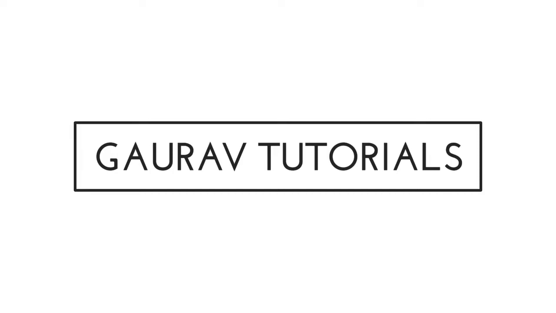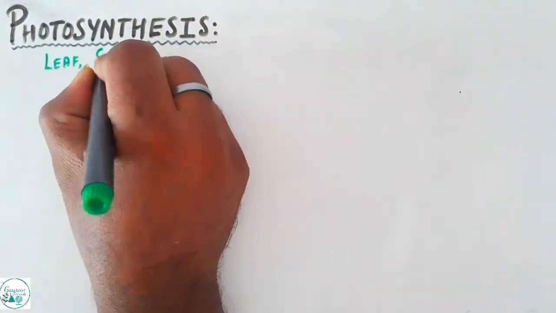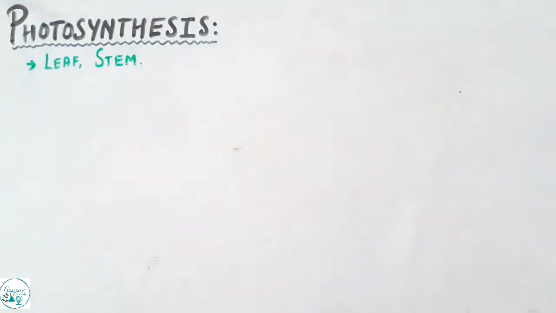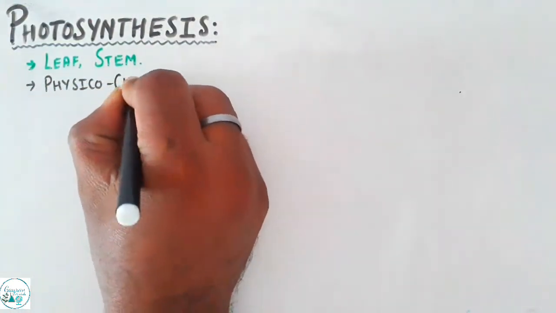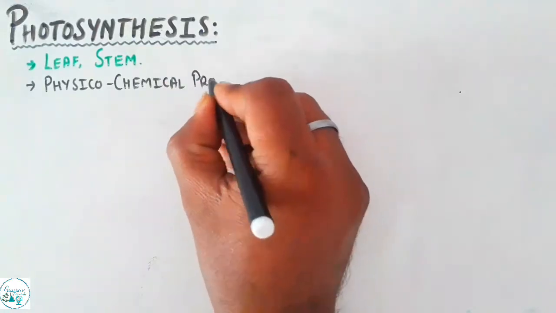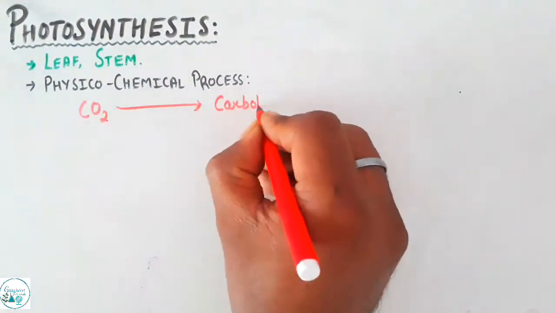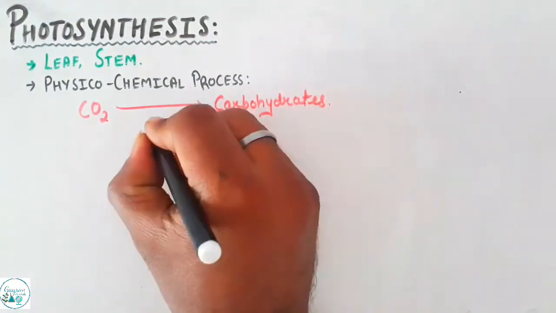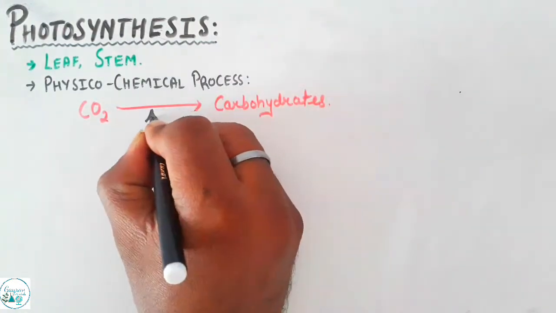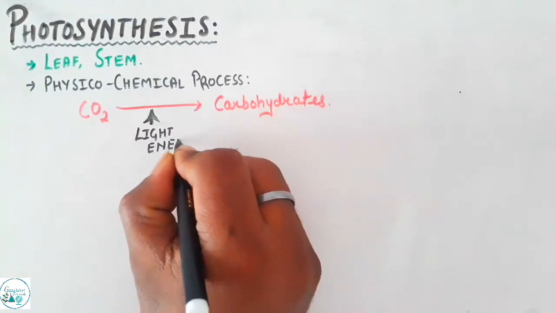This is the first video in the series on photosynthesis. So, we'll be focusing on the history of photosynthesis. It basically takes place in the leaf and the stem. Photosynthesis is a physicochemical process during which carbon dioxide is reduced to carbohydrates, and for this particular reaction, the presence of light is very significant.